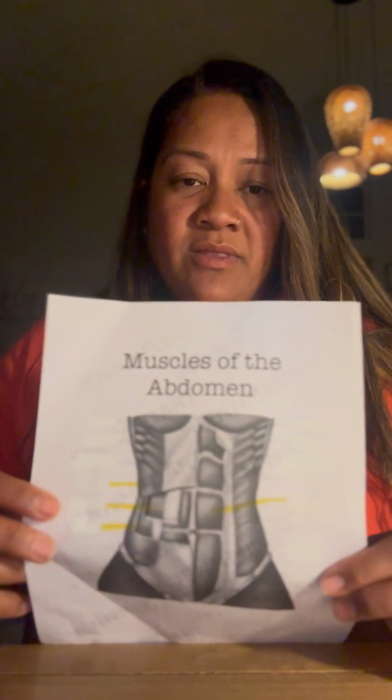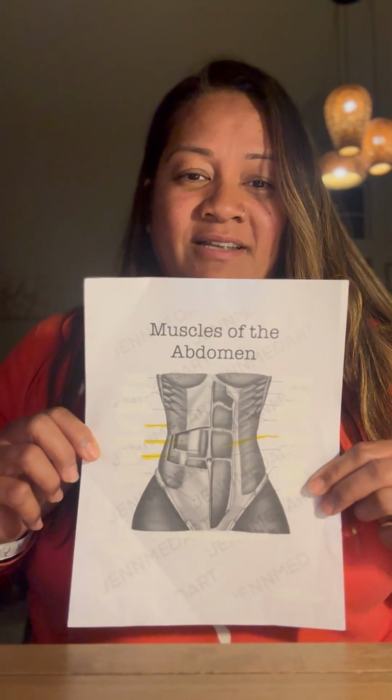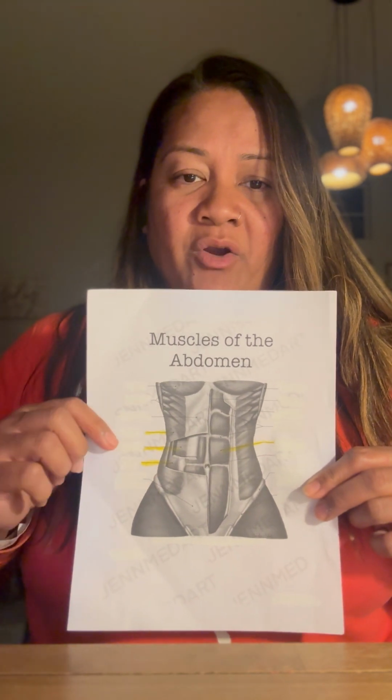And so the muscle group I chose is the abdominal muscle. The abdominal muscles are a group of muscles located in the front of your abdomen. They play a very important role in various functions like movement, posture, and protecting internal organs. And there are 4 major muscles of the abdomen, and they are located right here in yellow.